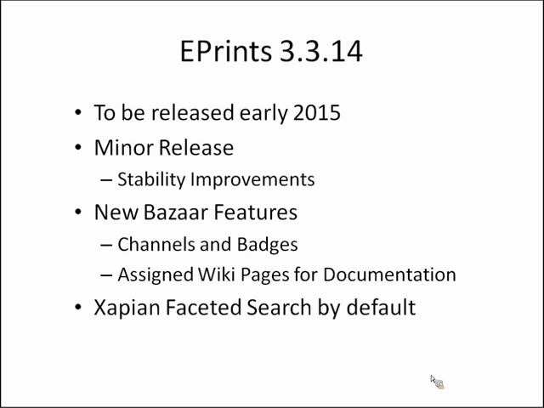So for the new Bazaar features, we're planning to create some way of saying that this plugin has been approved by somebody, and that could be EPrints Services, it could be ULCC. And to be able to create badges that are stamps of approval, and channels to say these things come from these people. And then faceted search by default is going to be the other switched-on feature in 3.3.14. And we're hoping that will be coming out well before Easter. That's the plan. Any questions?